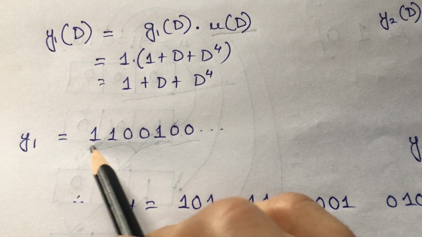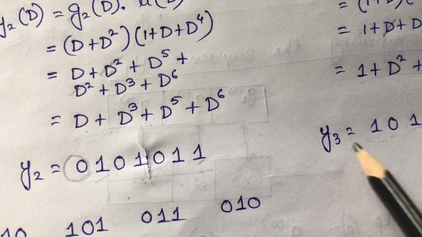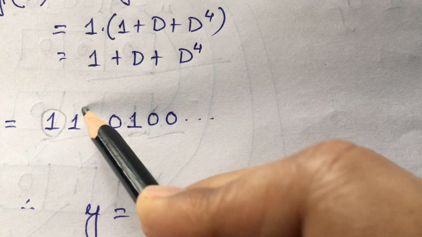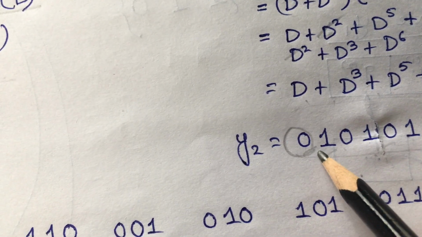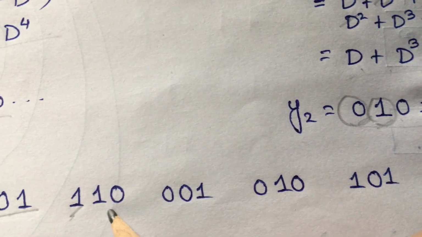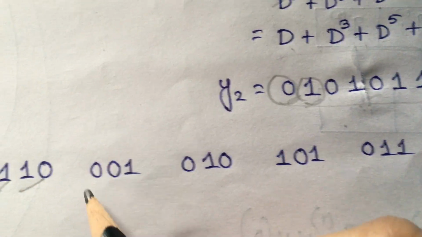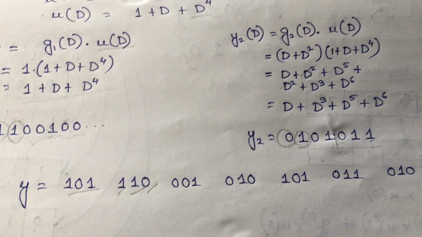I take y1, y2 and y3 and write over here 1 0 1. At the next time instant I take the value of 1, which is this, then y2, which is this, and again y3 0, which is this. So this is how I form the complete output sequence.